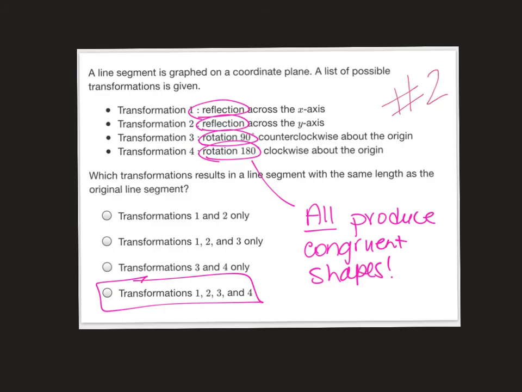All right, number 2 on this one. They gave you 4 different transformations, and it asks which transformations result in a line segment with the same length as the original, which means it's a congruent line segment. So remember, translations, reflections, and rotations, all 3 still produce congruent shapes. So as long as it's not a dilation, it's going to be congruent. So that's why I circled reflection, reflection, rotation, and rotation. That tells me that all of these, like I wrote right here, produce congruent shapes. So that's why your answer is all of the above, or 1, 2, 3, and 4 on that one.